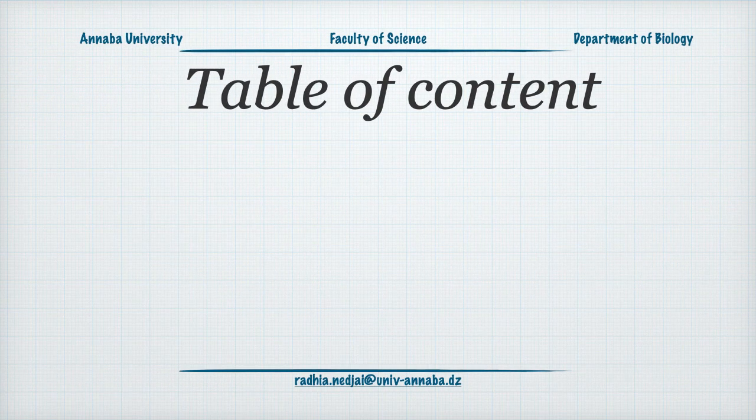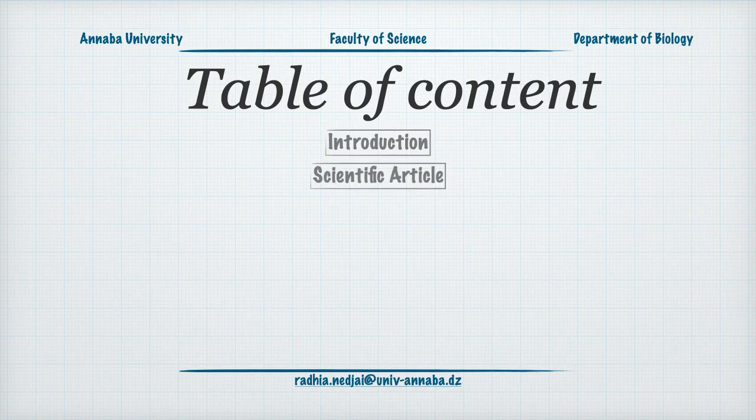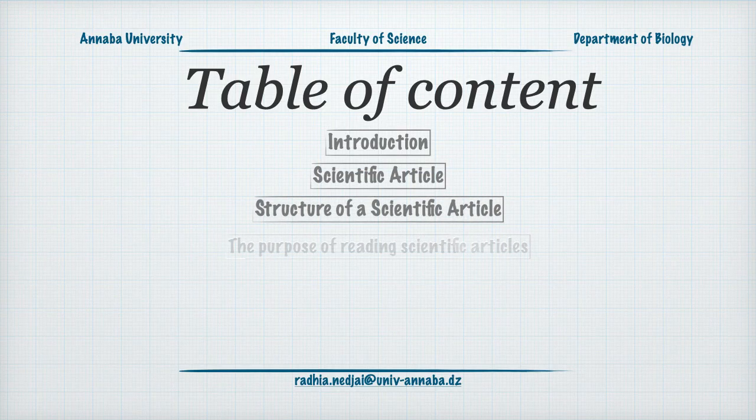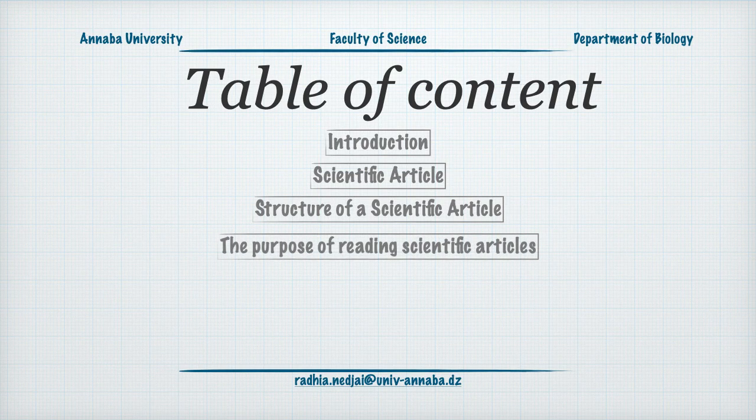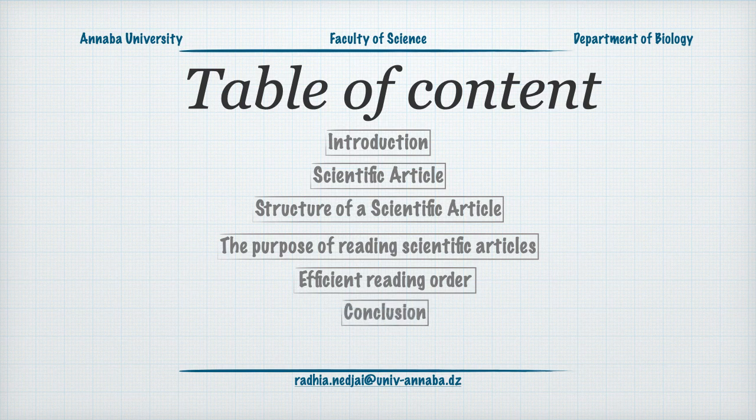This lesson will cover 6 main parts. I will begin with an introduction. Move on to scientific article. Next, identify the structure of scientific article. Then, the purpose of reading scientific articles. After that, efficient reading order. And finally, the conclusion.